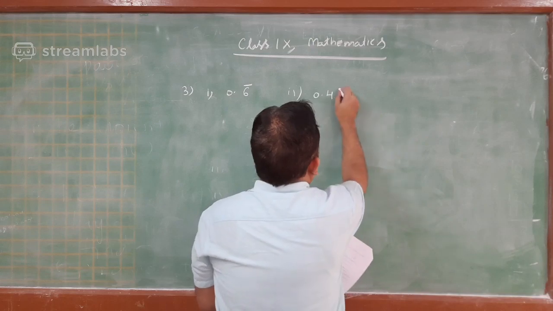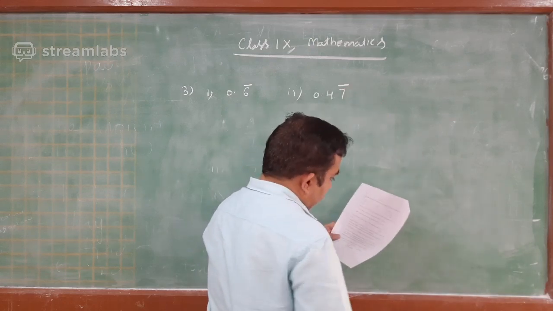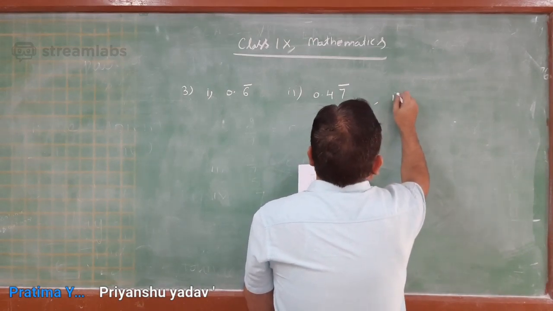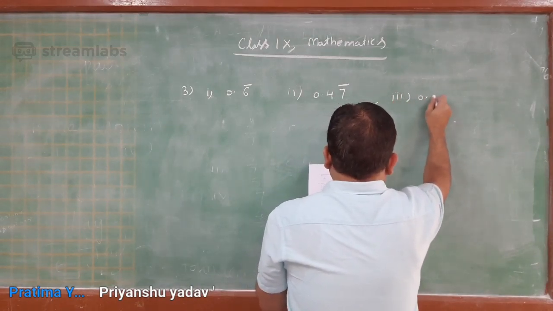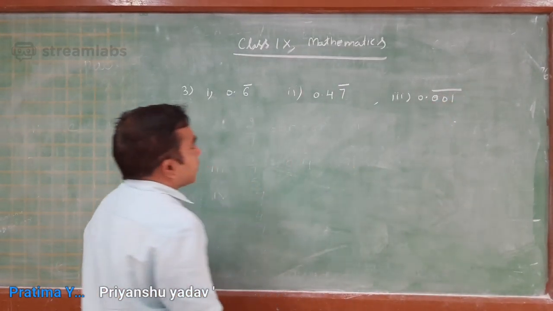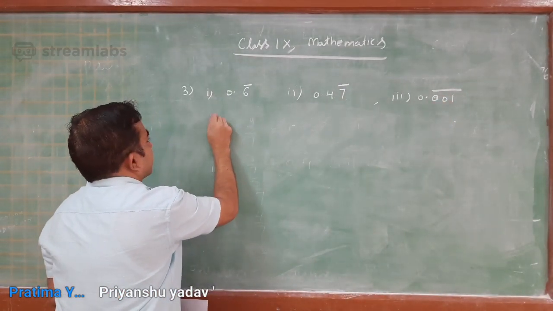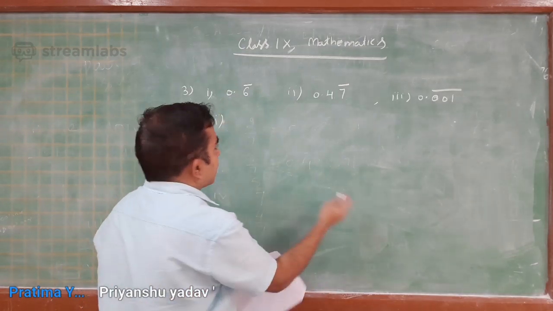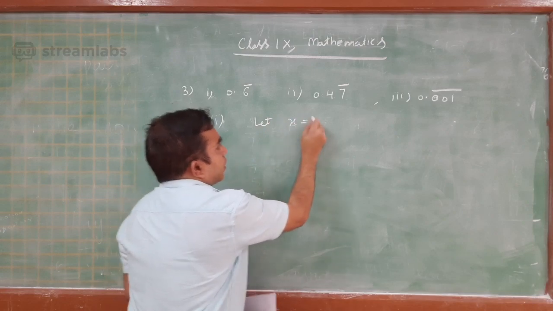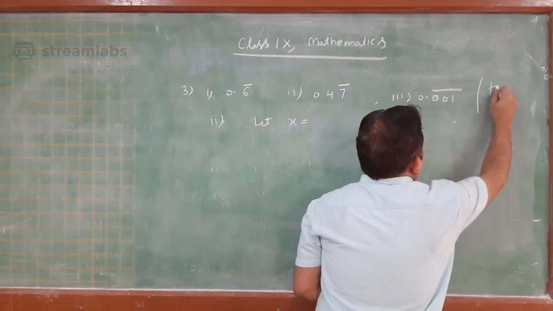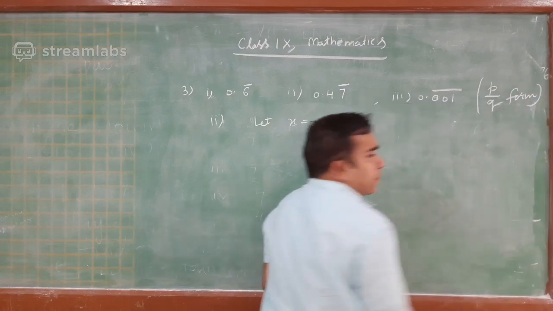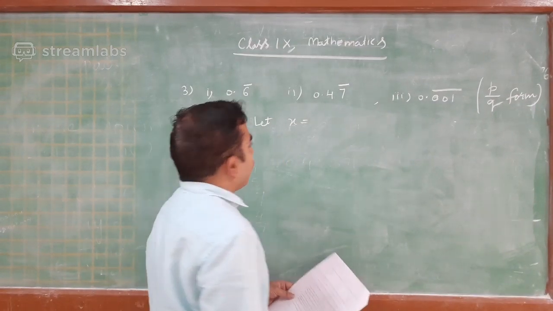0.47 bar. Bar is there only on 7, okay? And the third one is 0.001 bar. Any one we can take. Let us take this one. Let us do the second one and then the others can be done similarly. So the way is, you should begin with the target. What is the target? We have to write it in P upon Q form.